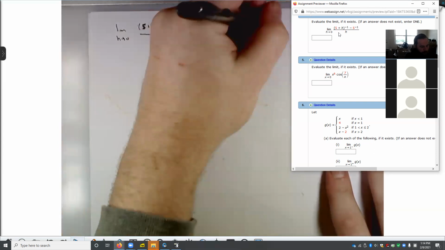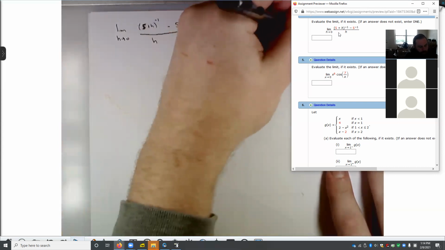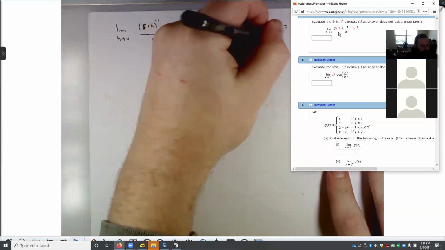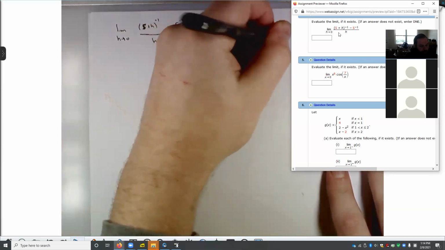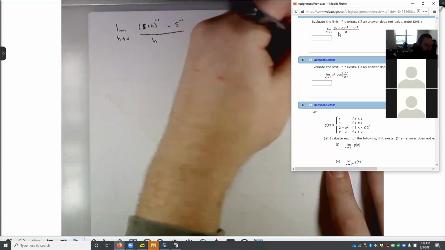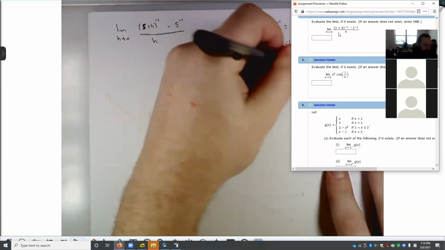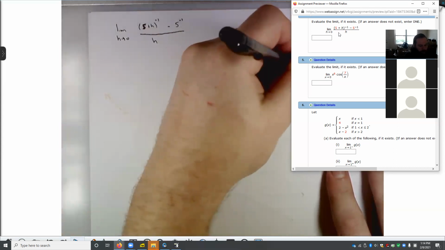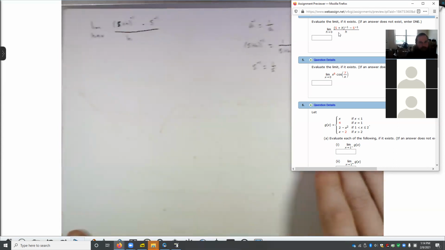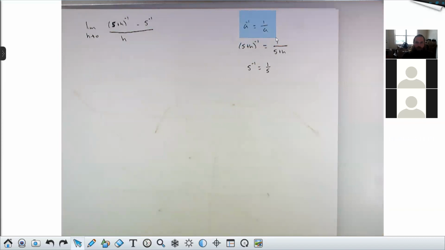So the trick to remember here is that anything to the negative first power is 1 over that thing. Like (5 + h) to the negative first power is 1 over 5 + h. And 5 to the negative first power is 1 over 5. That's what we need to get started. This is sort of the rule, and this is how it applies to the two pieces we have here.